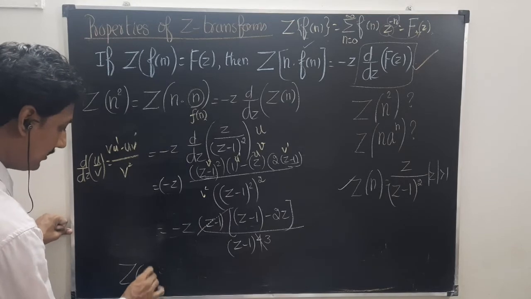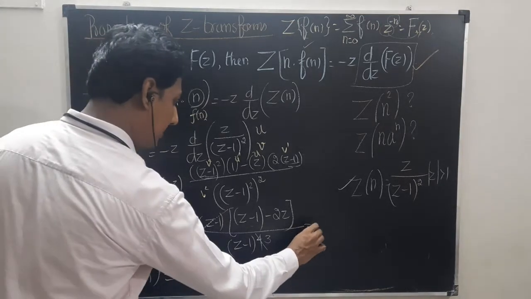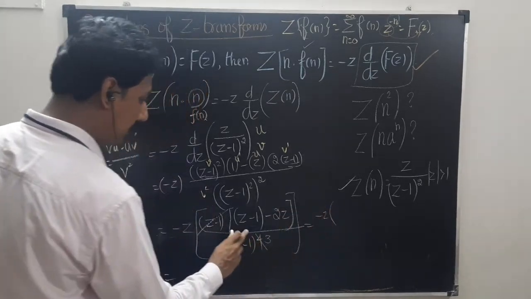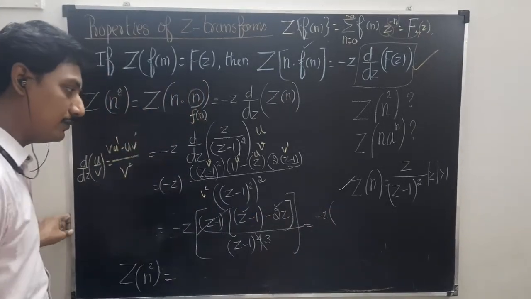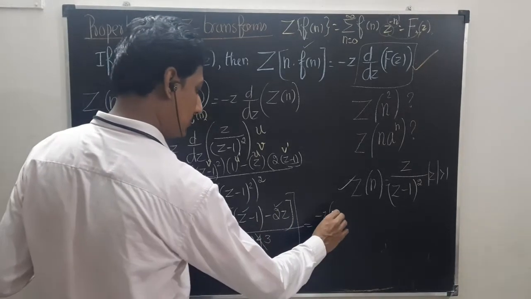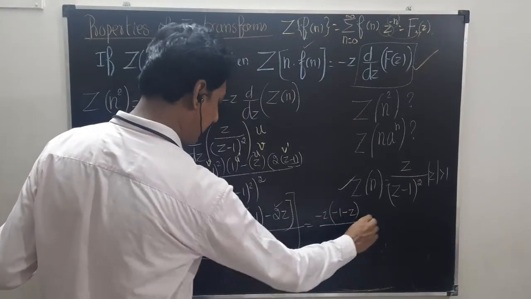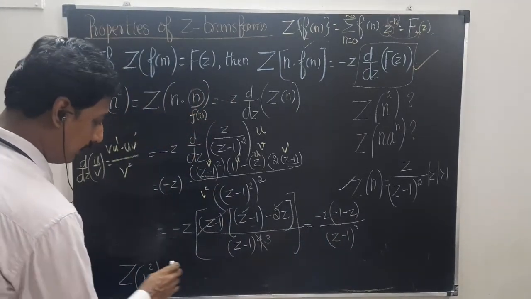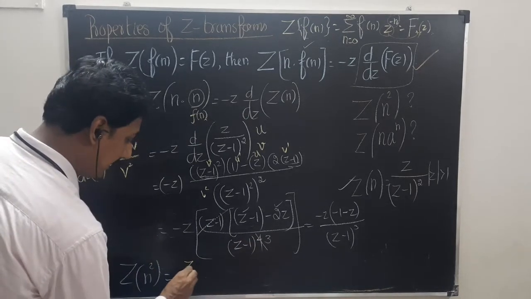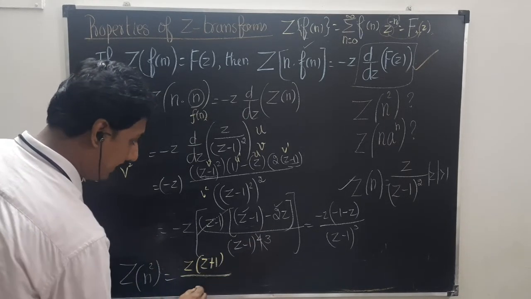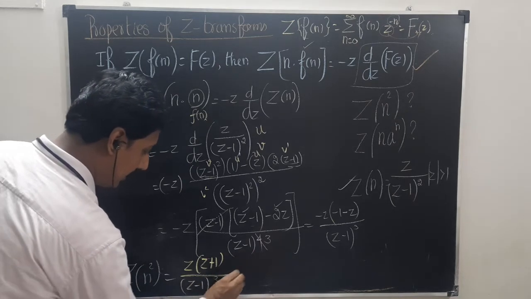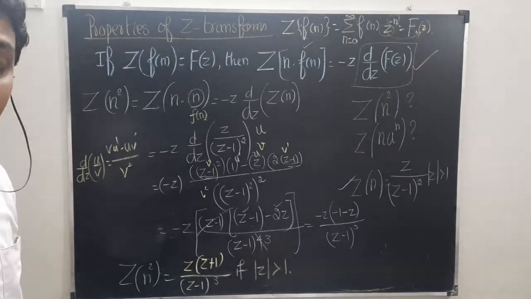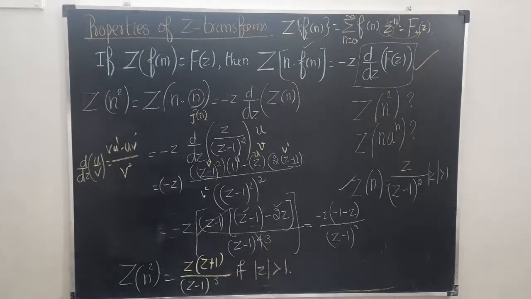The z transform of n squared is equal to, what about this one? Minus z into the numerator, z minus 2z. What is z minus 2z? Minus z. So this is minus z by z minus 1 whole power 3. By taking the minus sign common outside, this will give simply plus z into z plus 1 by z minus 1 whole power 3, and the region of validity is mod z greater than 1. So this is the z transform of n squared.